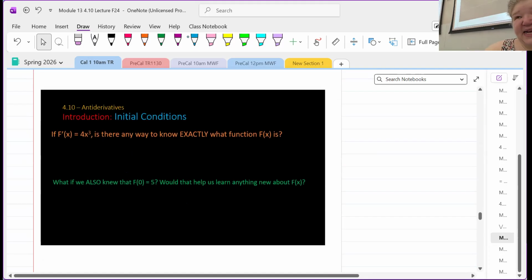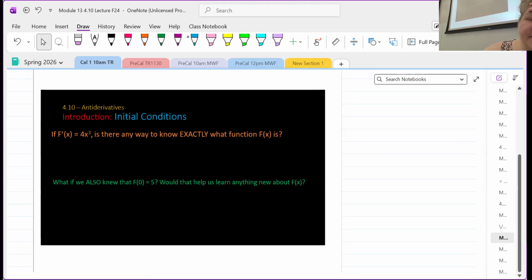All right, now this next idea is, well, if I knew my function, f prime of x, is 4x cubed, I wanted to know exactly what f of x is. So when I do my antiderivative, I get that plus c. So this is really asking, is there a way to figure out what the c value is?